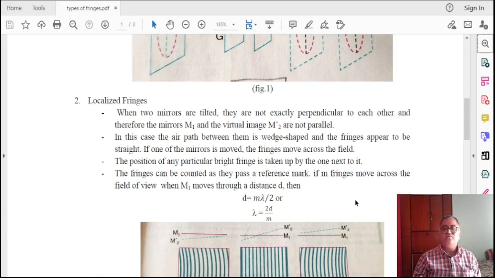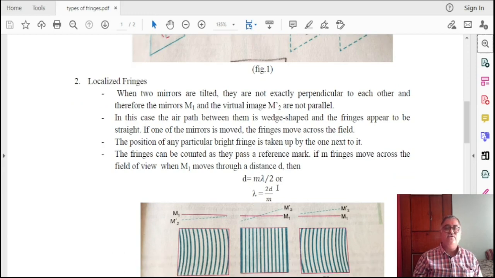If m fringes move across the field of view, then M1 moves through a distance d. Then see here, d equals m lambda by 2, or lambda can be calculated as 2d by m. This is the formula for calculating lambda. In this way we can determine the value of lambda by the use of localized fringes.